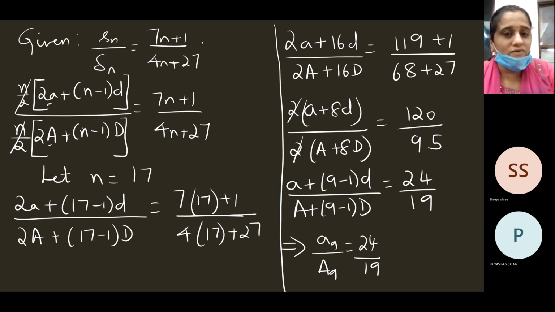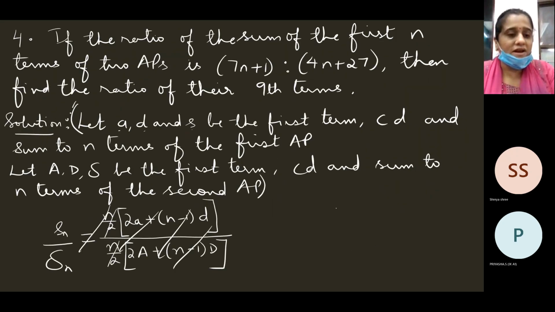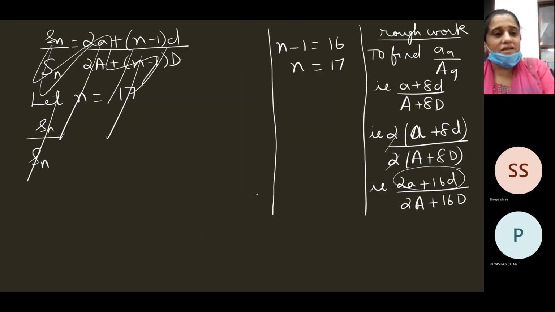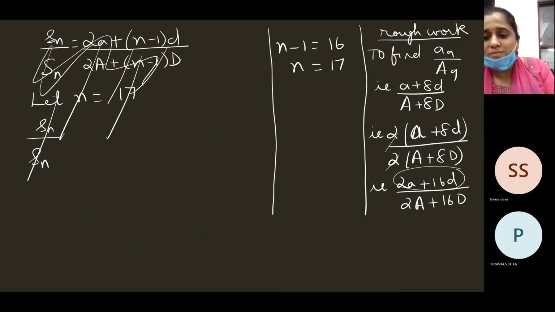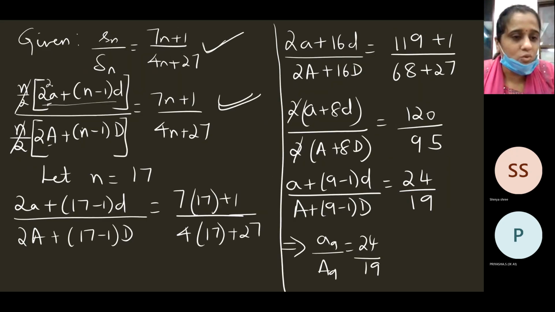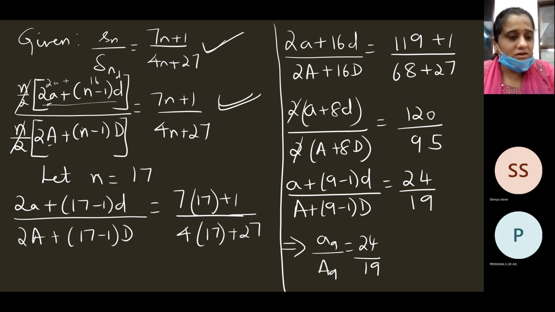So we have worked the first and second steps. Correct? After writing this, we start like this. We finished the first two steps. Now compare the numerator here with the numerator here. 2a plus 16d. Compare this one with 2a plus 16d. So see here, 2a plus 16d. What is 16? n minus 1 is 16. n minus 1 is 16.